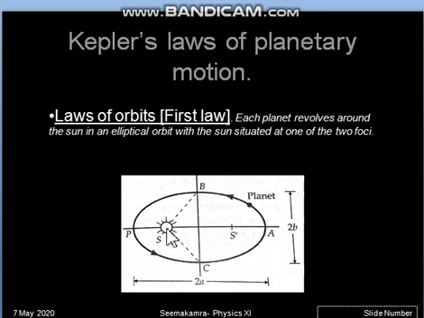Now you can notice about the planetary motion when the planet is revolving around the sun. You can see sometimes the planet comes very close to the sun, and sometimes this planet is very far from the sun. So the distance of the planet from the sun also varies.